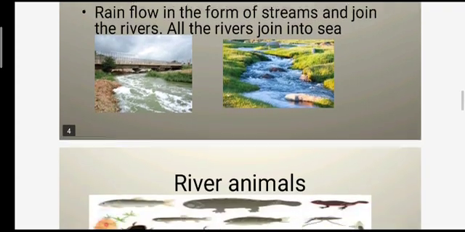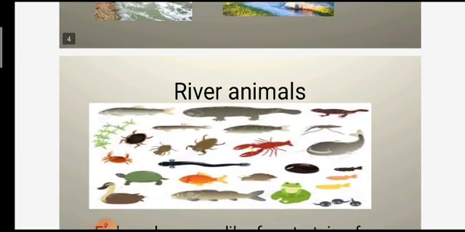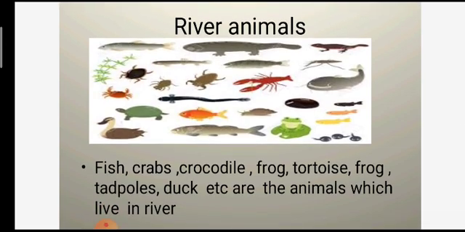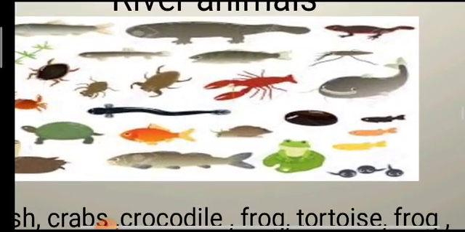Now next, you see, what are the river animals? See students, the river animals are different and sea animals are different. Okay, a river is a small place, not so small, but a place in which small animals can survive. Like crocodile, duck, tortoise, fish, frog, these all stay in the river. Okay, see, I have given some pictures here. There is a frog.